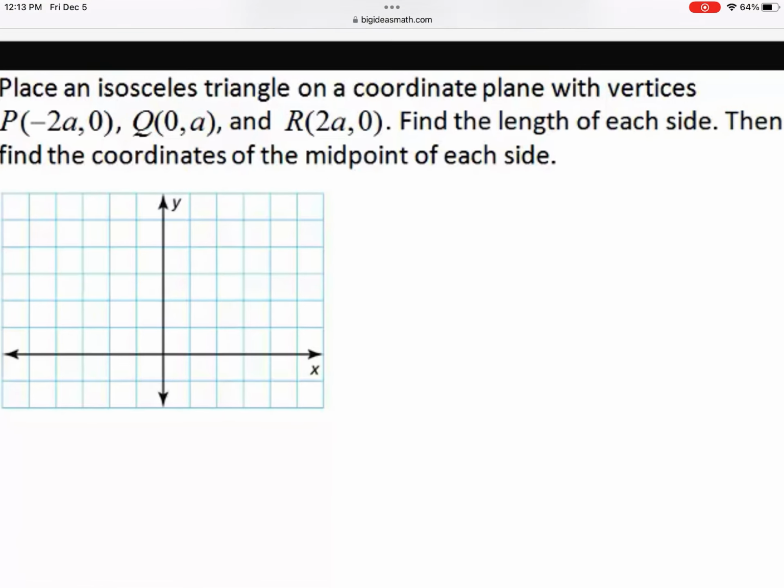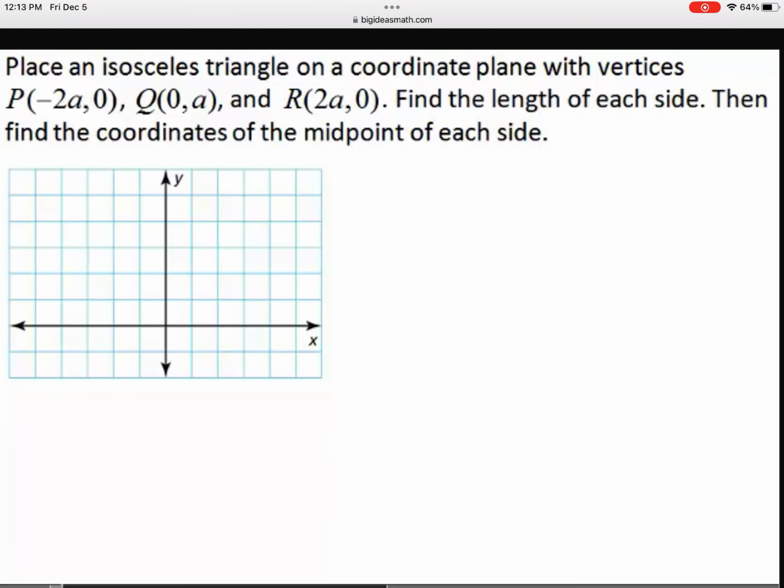Place an isosceles triangle on a coordinate plane with vertices P(-2a, 0), Q(0, a), and R(2a, 0). Find the length of each side. Then find the coordinates of the midpoint of each side. Begin by placing your vertices on the coordinate plane: P(-2a, 0), Q(0, a), and R(2a, 0). Then connect the points using line segments.